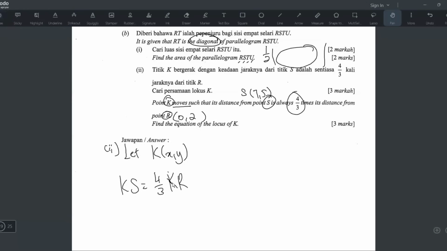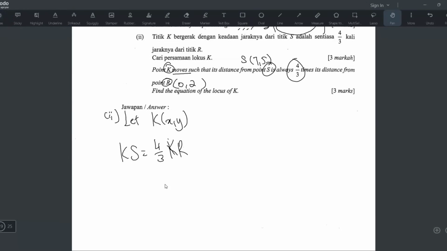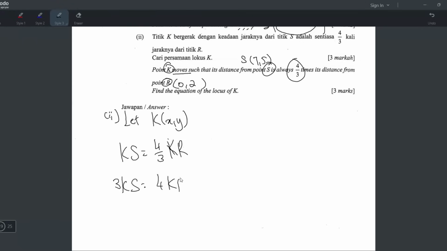And then you have to use the distance formula on both sides, and then you simplify it. Okay, I feel like it's better you move the 3 here. Because if you move the 3 here, then later you don't have a fraction, then your working will look better. Because divide by 3 can be sent over to become multiply by 3. So now I will use the distance formula here to find KS, and then for the other side, 4 times the distance of KR. And we have all the coordinates here.